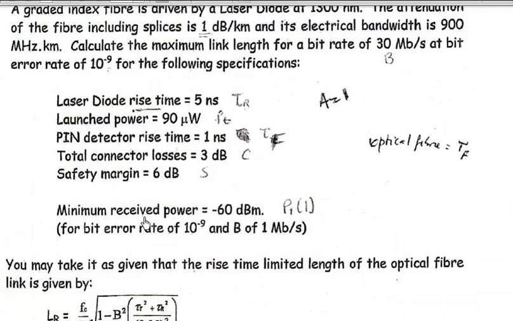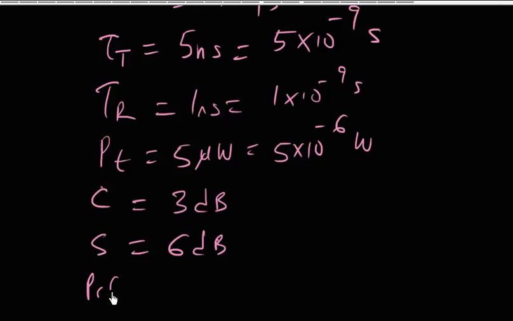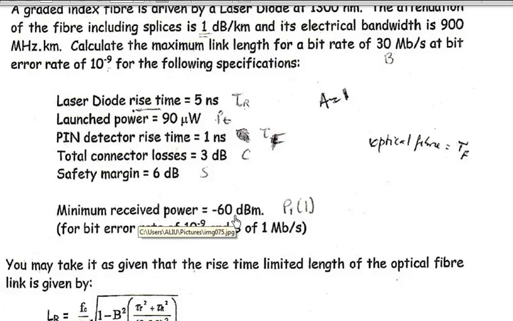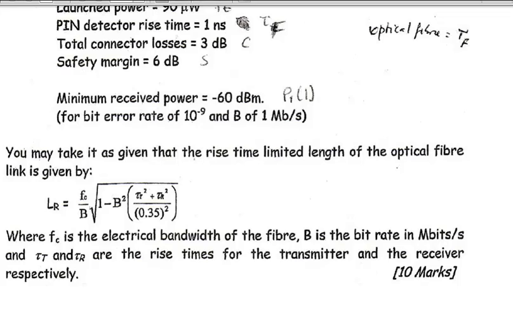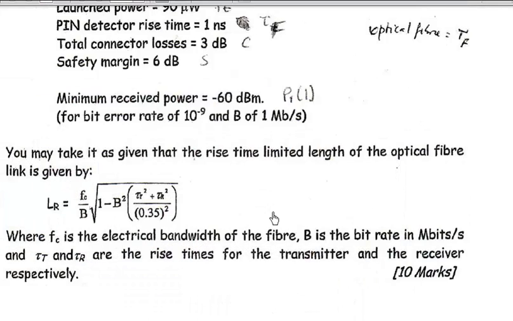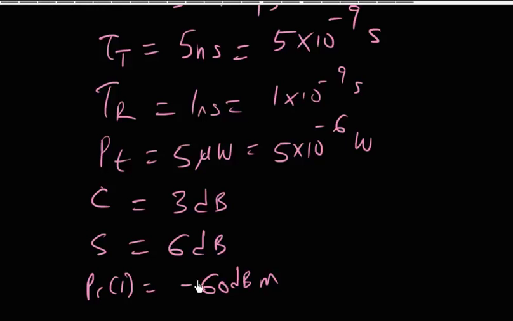Look, minimum power received. Anytime you see this dBm, know that it's PR of 1. This is PR of 1, minus 60 dBm. Take note, this is very important. Total connector loss, C, connector loss, plus safety margin. They are all clear there.